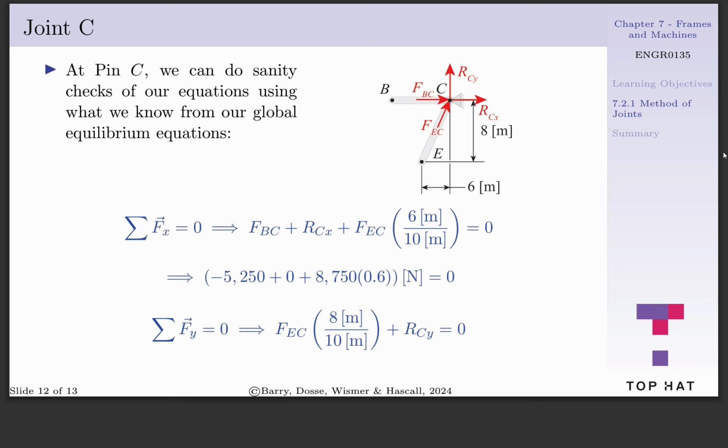Then, the sum of the forces in the y direction equals 0, so 0.8 times FEC plus RCY is equal to 0. When we substitute in known values, we have 8,750 times 0.8 minus 7,000 is equal to 0.